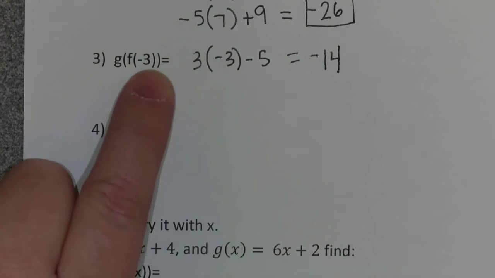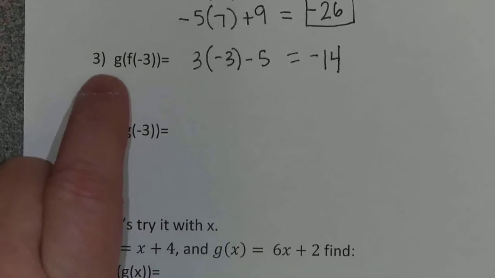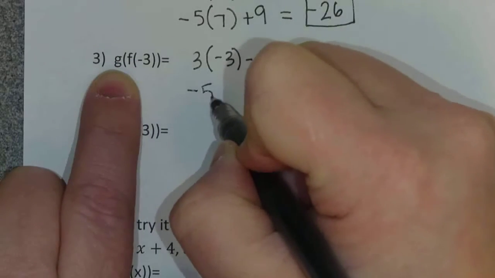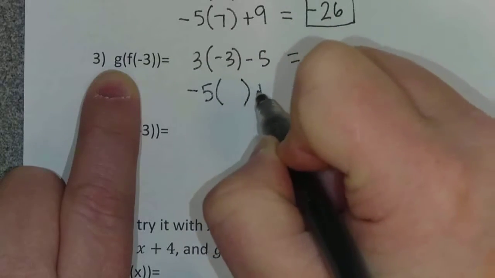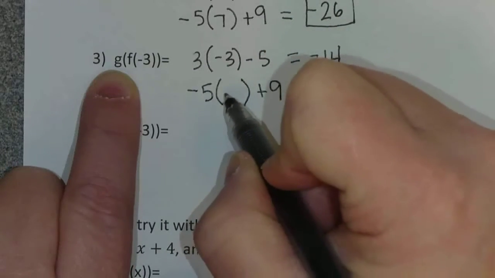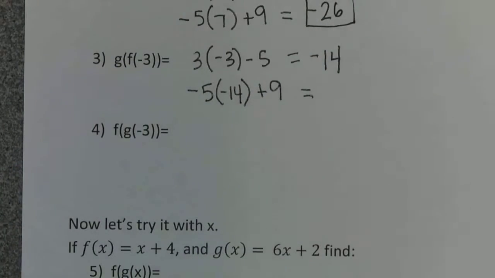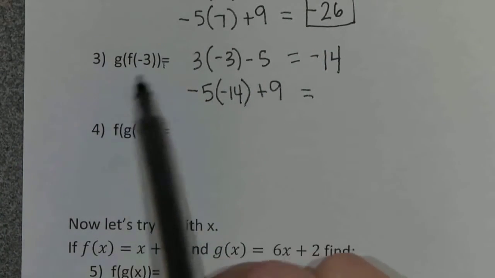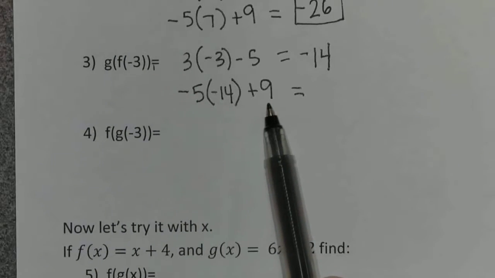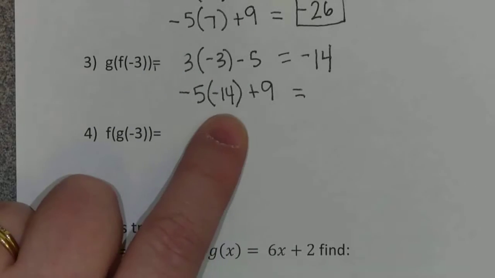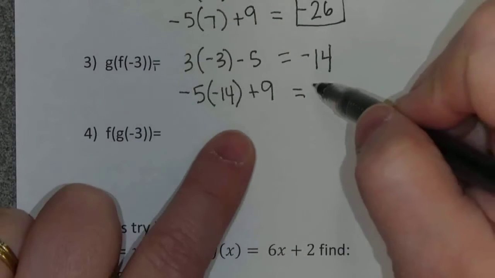What am I going to do with that negative 14? Yep, put it into g. So the g function is negative 5 times x plus 9, but instead of x, I'm going to put in negative 14. What I get out for that answer is my solution to this composite function. So, shout it out to me. 79? Thank you.